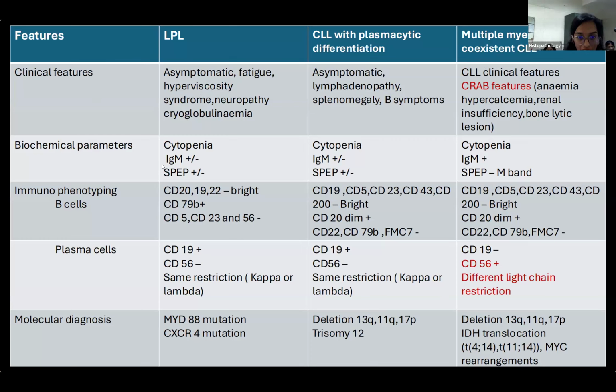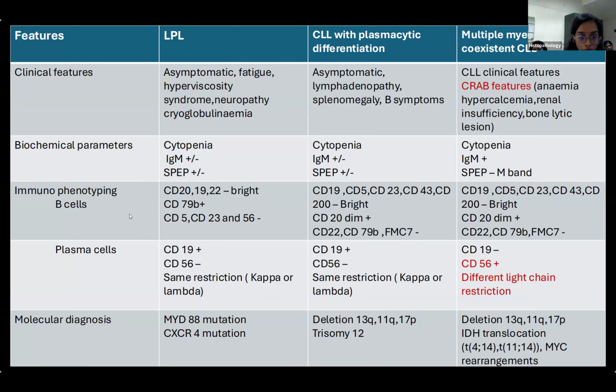Biochemical parameters, all these malignancies will have cytopenia. IgM and serum protein electrophoresis may or may not be there, but in multiple myeloma, IgM is usually elevated and there will be an M band in the serum electrophoresis.